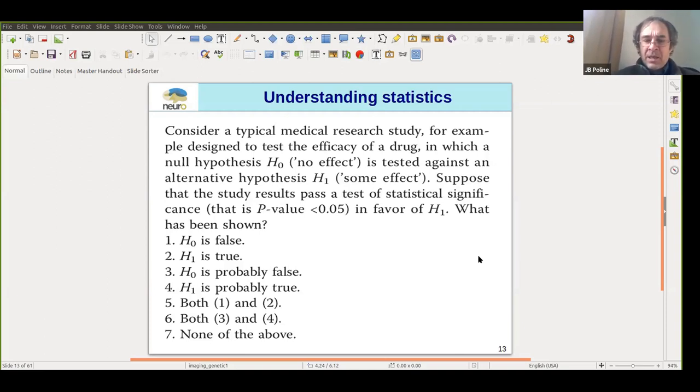But I think it would be fair to say that the biggest responses are 3 and 6. So 3 is H0 is probably false, and 6 is both 3 and 4, which is H0 is probably false and H1 is probably true. And I think that's the general feeling that people have when they do a statistical test. They think, okay, if a test is significant, then H1 is probably true. And the problem is that a statistical test doesn't give you anything on the hypotheses themselves. They don't answer the question on H1 or H0.